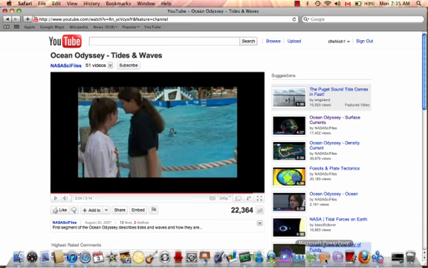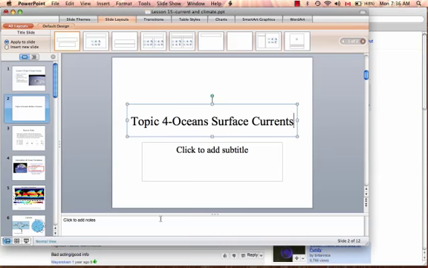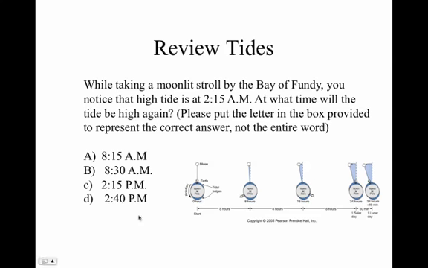Let's do one quick review question about waves before we get into surface currents. Or tides, sorry. So while walking on a moonlit stroll in the Bay of Fundy, you notice that there's a high tide, and it's at 2:15 a.m. At what time will there be another high tide?